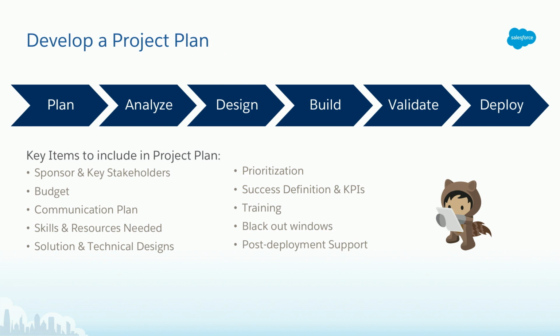You might have 2 custom objects that are doing the exact same thing. You might need some blackout windows to migrate that data or remove stuff from the system. And then also keep in mind post-deployment support. This is where you're going to be able to support your end users after you deploy, or in this case, remove stuff from your org.